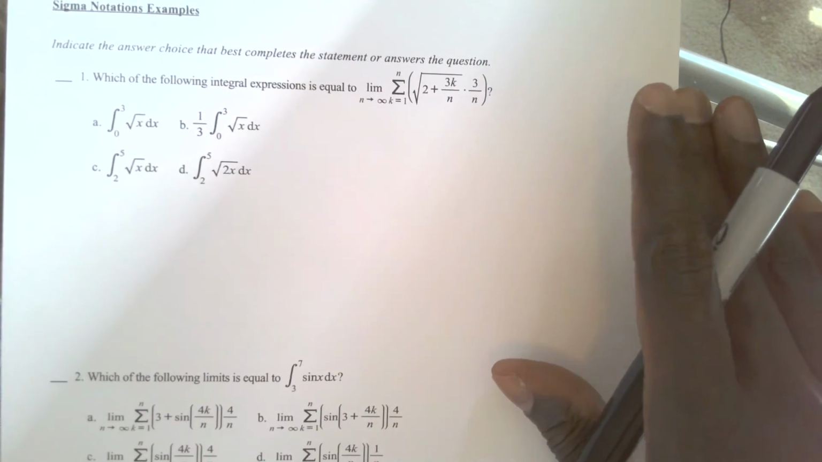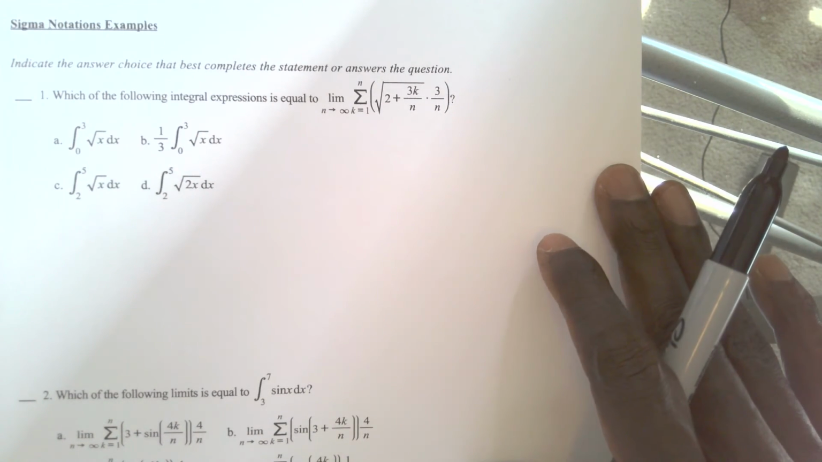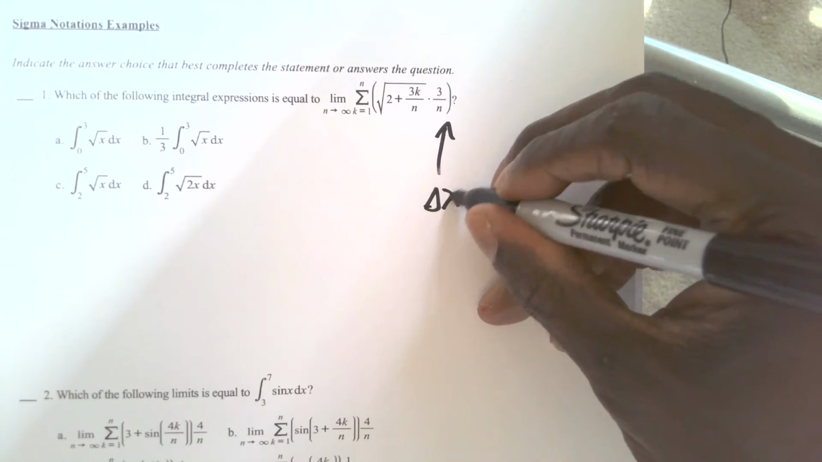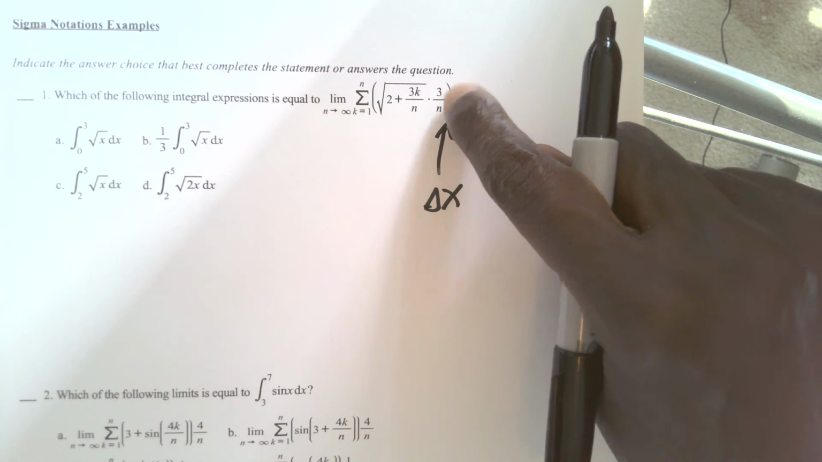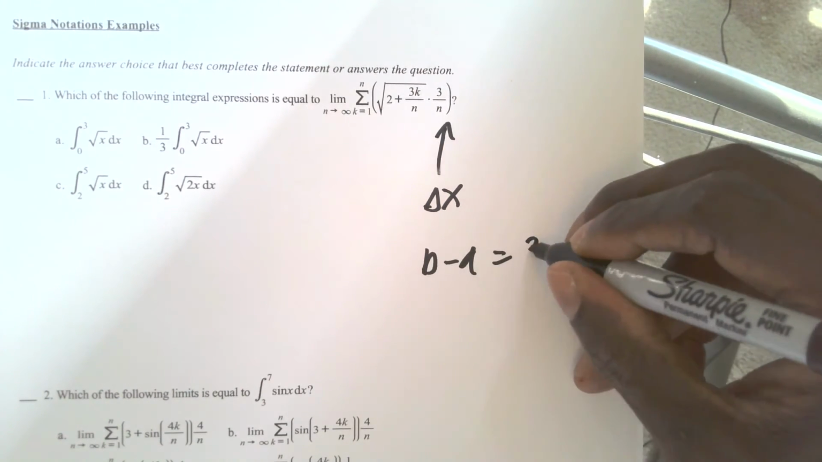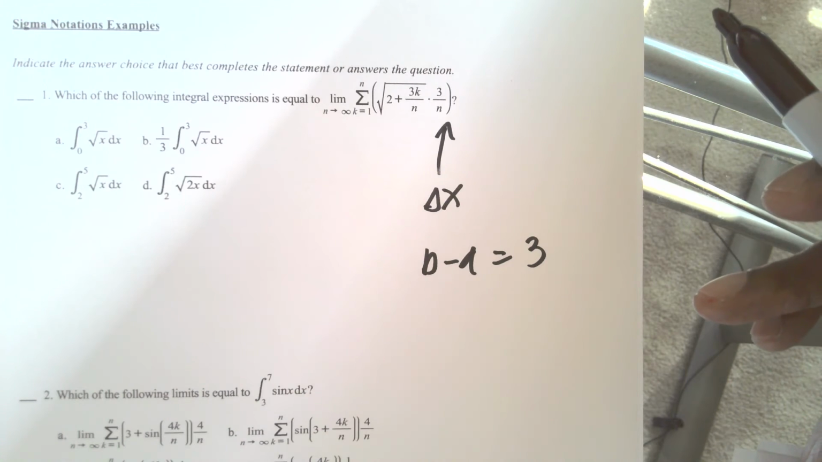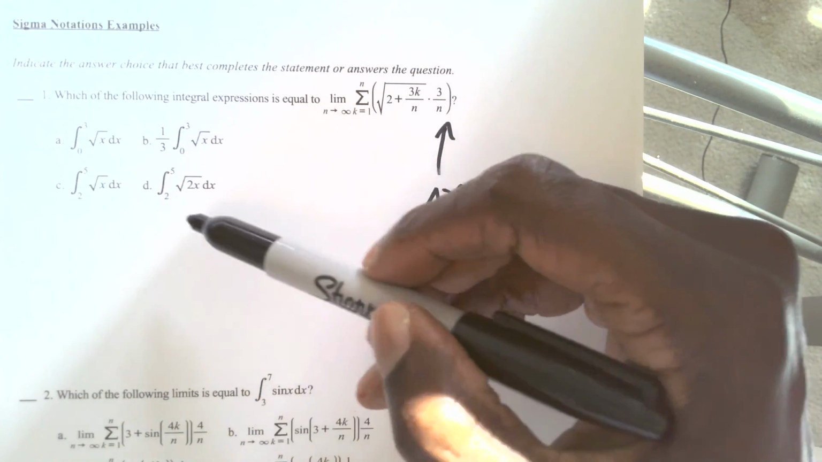The first thing I like to do with these problems, if they give me the sigma notation first, is quickly identify delta x. There's delta x there. So it's 3 over n. What that tells me is b minus a better be equal to 3. As I look at my answer choices, in all of them, b minus a is equal to 3. All right, cool.